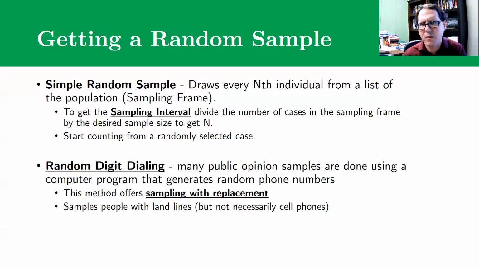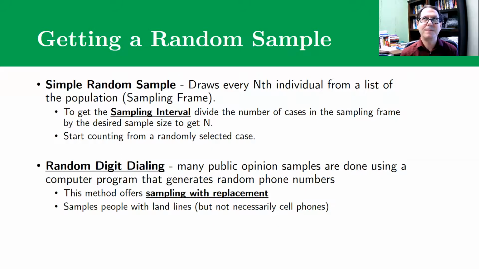You can do something similar with Excel, using the random number generator and sorting things in order. That's another way to take a list and draw a random pool, a random set of cases from that. But it does require that we have that list. And if we don't have that list, it gets trickier.